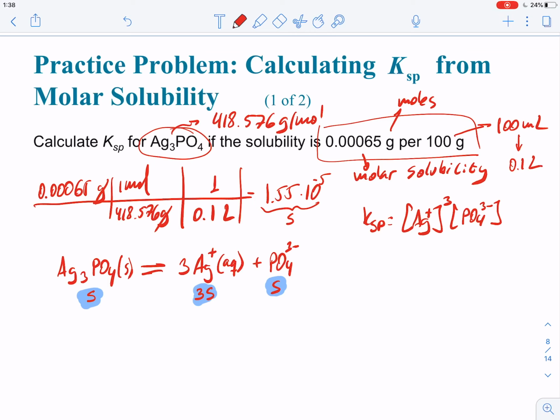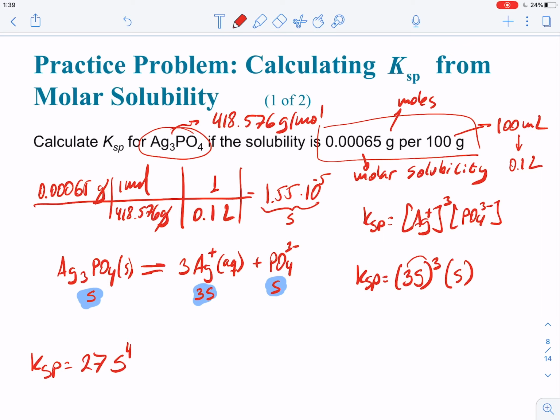Therefore, Ksp here is going to be the concentration of silver ions, which is 3s raised to the power of 3, times the concentration of phosphate, which is simply s. Now, careful here. 3 raised to the power of 3 is 27, not 9. So you are not multiplying 3 by 3, but 3 raised to the power of 3. So that is 27 s raised to the power of 4.